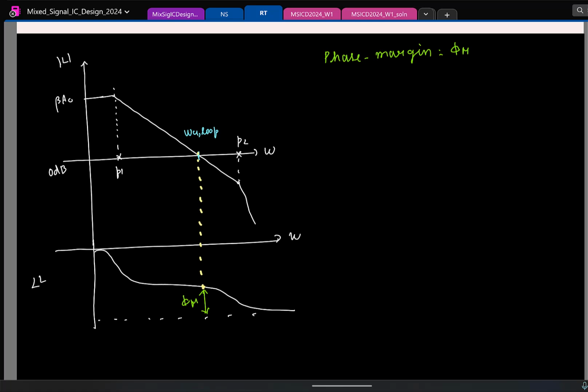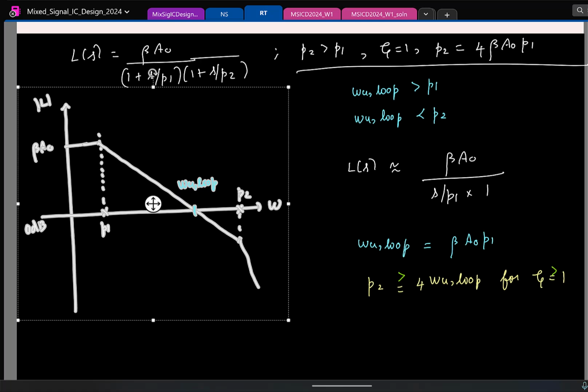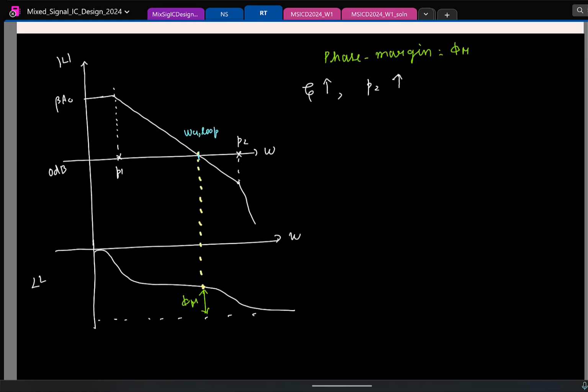So now you tell me, if my zeta increases, do you think the second pole will move farther away from omega u loop, or it will move closer? It is going to move farther away, okay, because the condition is this, remember, P2 should be greater than this for larger zeta. So if the zeta increases, what can you say about the phase margin? Decrease or increase?